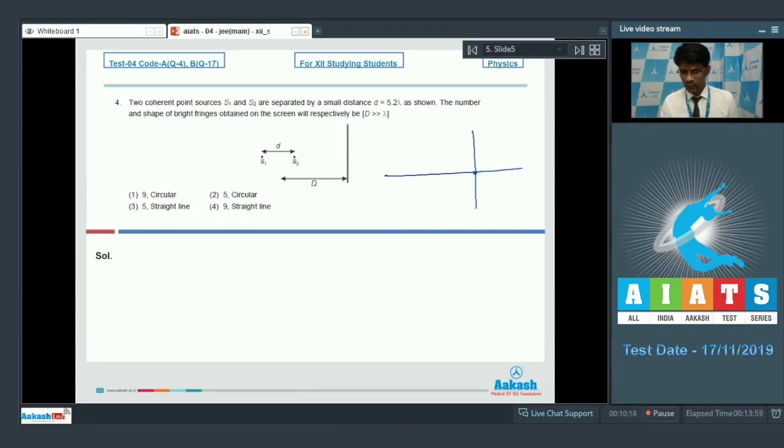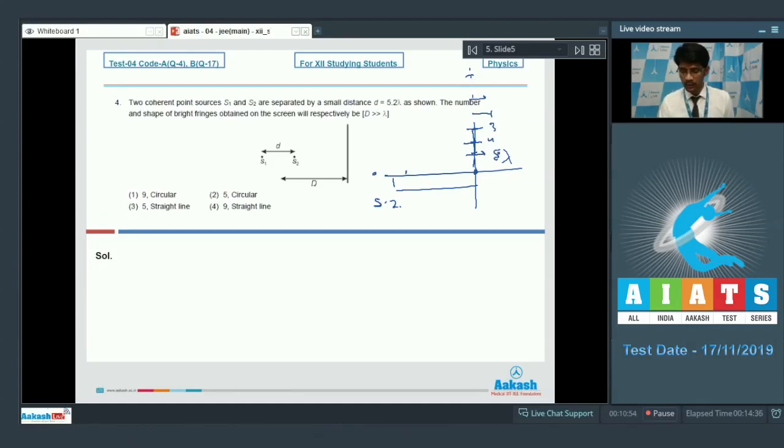So if this is the screen, initially these two sources having a distance of 5.2 lambda will form the interference pattern at this point, which will have the path difference of 5.2. Now if we take some points around here, the path difference would keep on decreasing. Let's say here the path difference becomes 5 lambda, here 4, here 3, here 2, here 1, and further 0. By the time it reaches infinity, the path difference will become 0. So definitely we shall not be having that particular interference pattern.